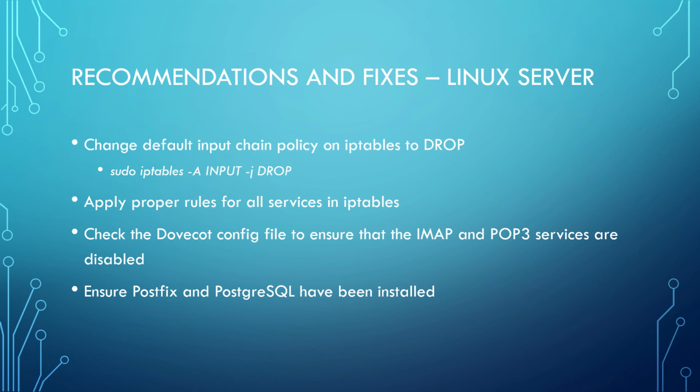In the config file, there is the option to enable and disable both IMAP and POP3, the secure and unsecure versions of both. So the unsecure version needs to be disabled, and this is usually located in the /etc/dovecot/dovecot.conf file.